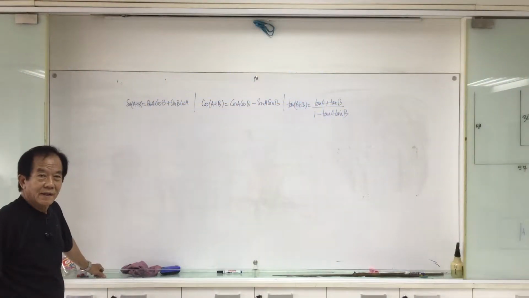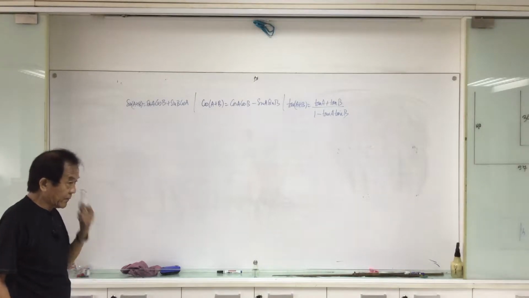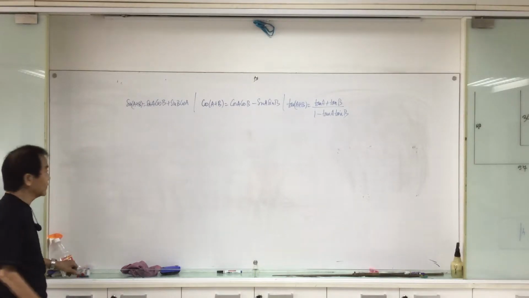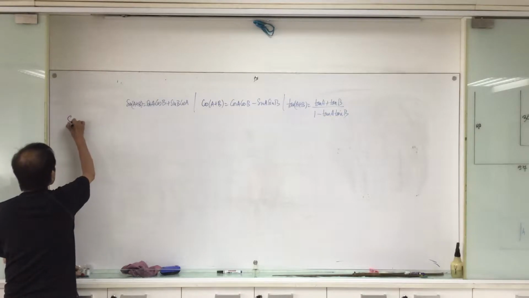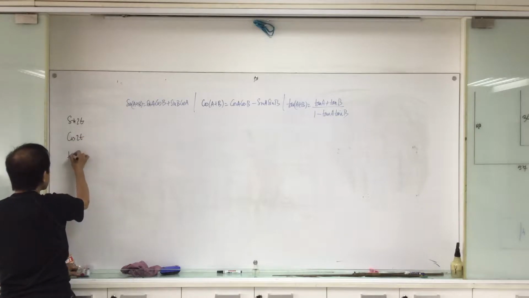Okay. Now we go to the next one. In 7.3, we have the double angle formula and the half angle formula. So we try to find the formula for sine 2 theta, cosine 2 theta, and tangent 2 theta.